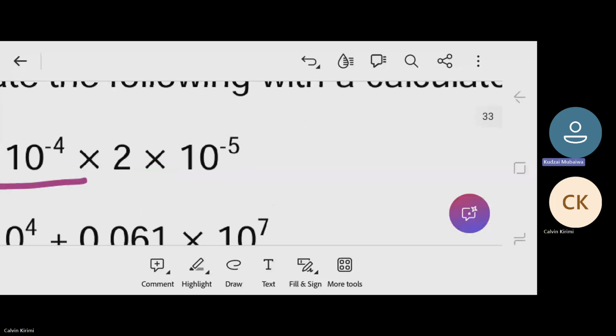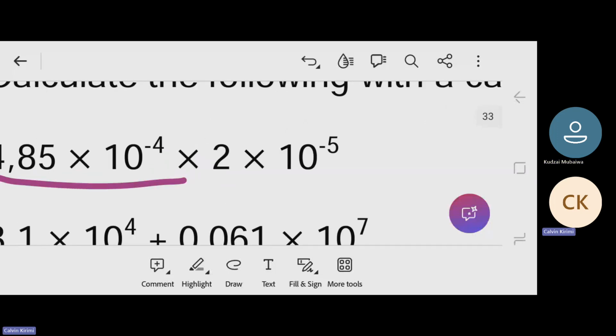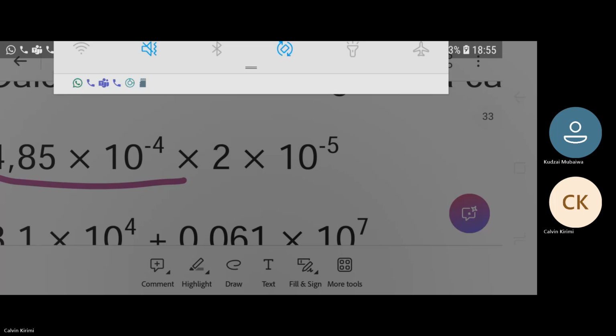Please share the screen. Is the screen not sharing? Oh, it's now fine. Okay.